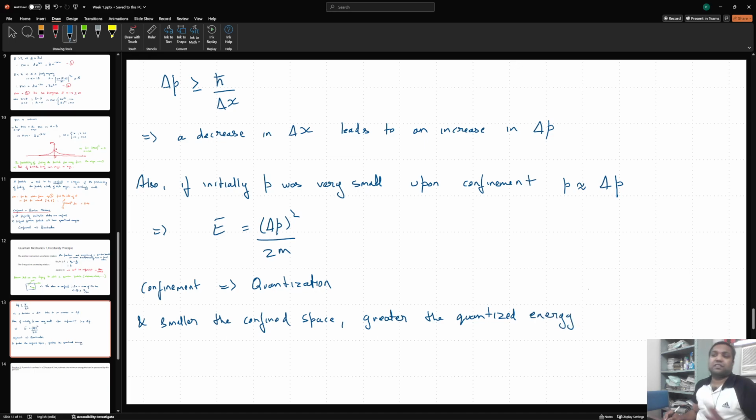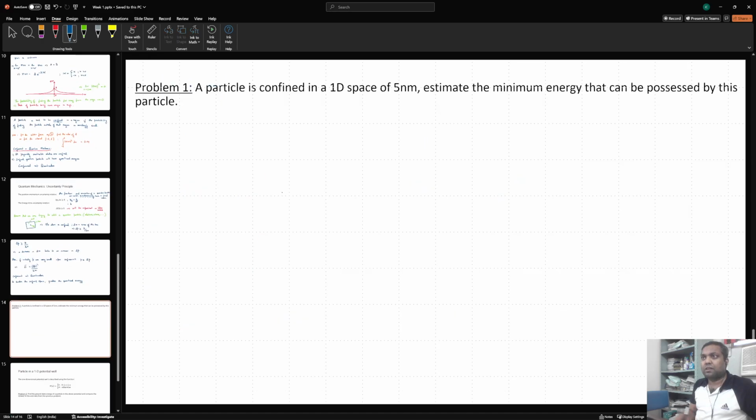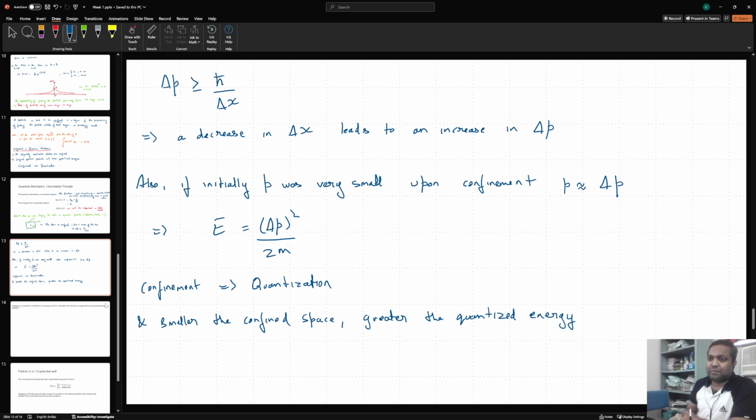Okay, I will just leave it with this comment, and what this means will become much clearer when we look at the example of a particle in a 1D box. But before moving over to that, let us consider a small toy example. We are given that a particle is confined in a 1D space of 5 nanometers. Estimate the minimum energy that can be possessed by this particle. So how do we go about this? Essentially, we are going to do whatever I described here.